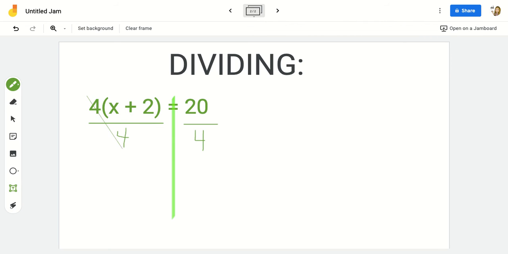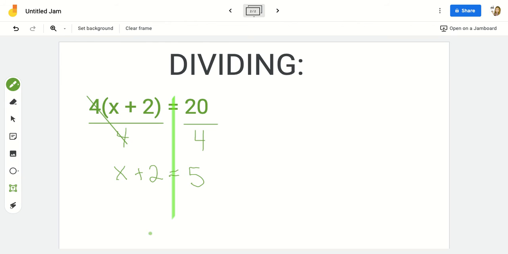4 divided by 4 is 1. So those will go away. And on the left side, I get left with x plus 2. And then on the right side, 20 divided by 4 is 5.